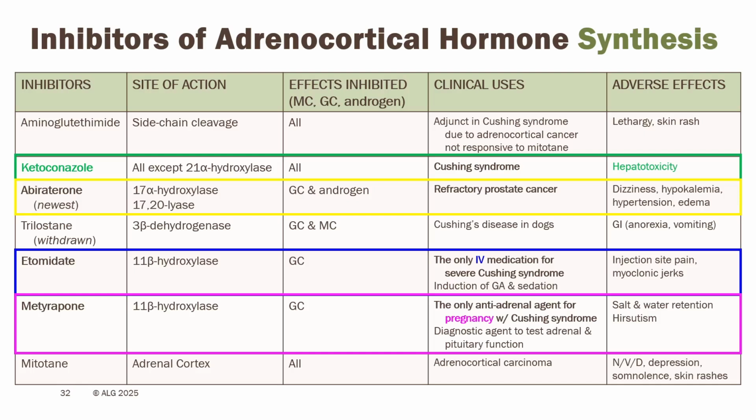The major adverse reactions to metyrapone are salt and water retention as well as hirsutism. These are attributable to mineralocorticoid and androgen effects that result from inhibiting 11-beta hydroxylase. As a diagnostic agent, metyrapone rules out adrenal tumor and tests the ability of the pituitary gland to produce ACTH. An increase in ACTH indicates a normal response to metyrapone.